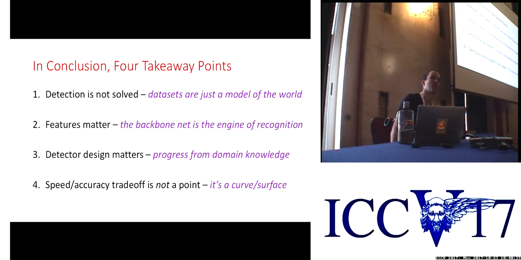I didn't quite get the first part of the question. For the top-down pathway and the lateral connection in the feature pyramid network, is that from the experiment or is it like any intuition? Oh, okay. So the question is, what's the intuition behind the feature pyramid network design?